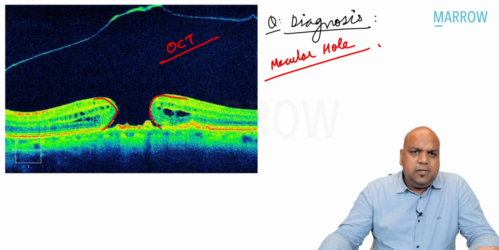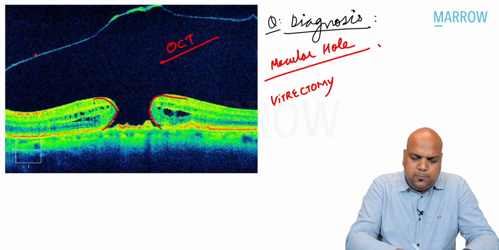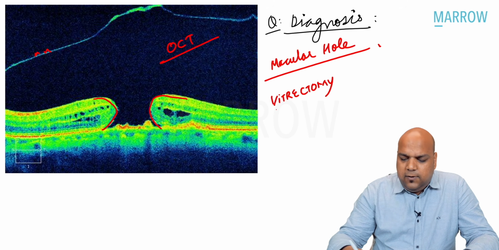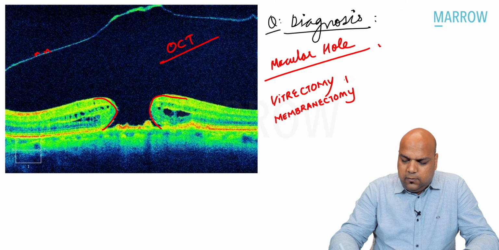How is it treated? Obviously, it is treated by surgery. We have to do vitrectomy so that these pulling forces which are pulling the internal limiting membrane are lost. We have to do membranectomy. We have to cut the internal limiting membrane, and along with that we have to do inverted flap closure also.